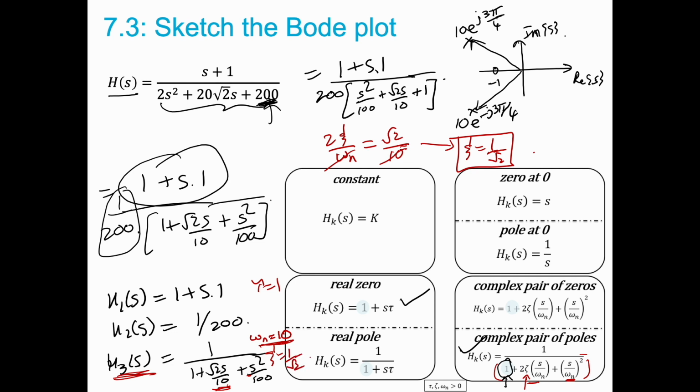So this is how I can figure out the parameters associated with each building block for this particular example. Now, the next thing to do for the Bode plot is to first sketch the magnitudes of each of these in the decibel scale, and then add them up to get the final magnitude sketch for h of j omega.